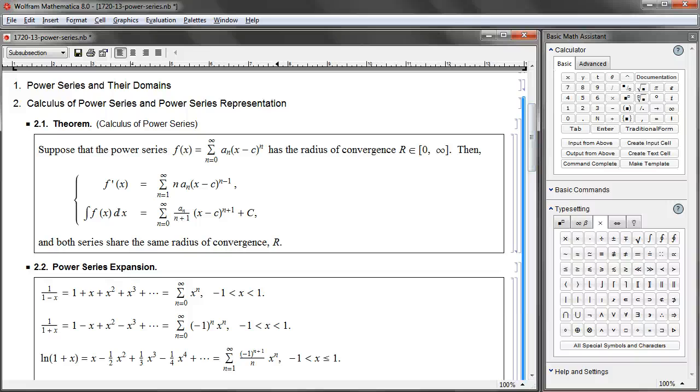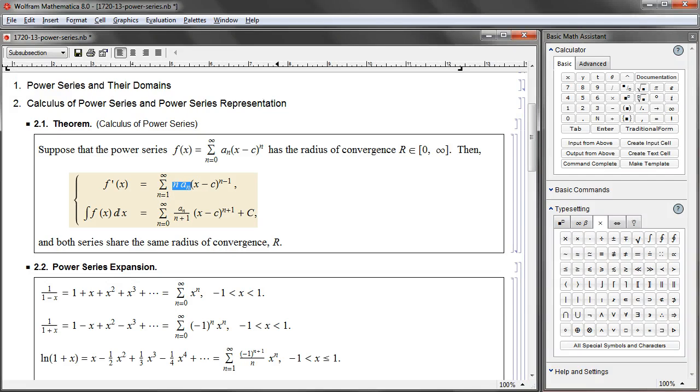If you take the derivative, the coefficients tend to get bigger, so you're going to end up losing some convergence at the end point. How about the antiderivative? It's the other way around. The coefficients get smaller, so you're going to end up gaining some convergence at the end point. That's a nice insight.